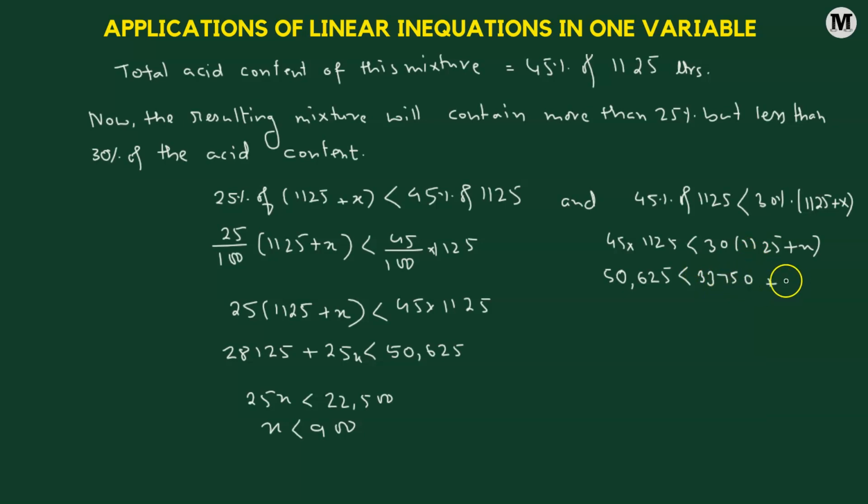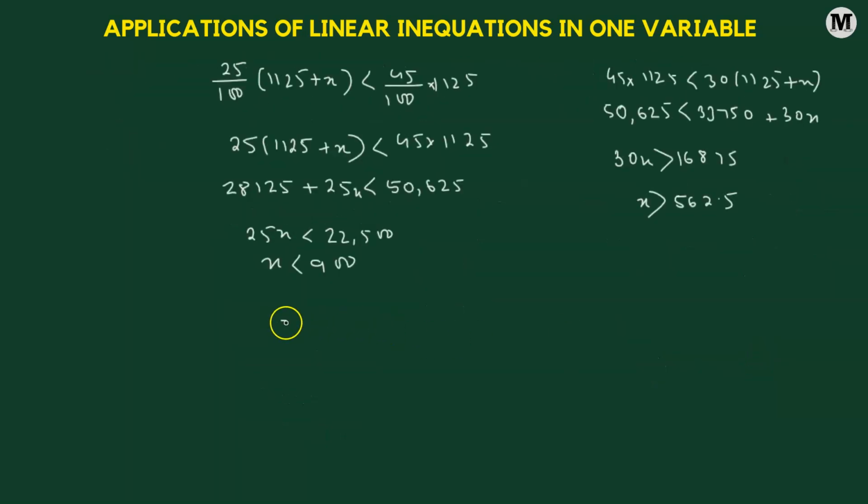This is going to be greater than 30 multiplied by 1125, that's going to be 33,750 plus 30X. In other words, we have 30X is going to be greater than 16,875. So dividing both sides by 30 gives us X greater than 562.5. So that means when you combine the two inequalities, we get the values of X lying between 562.5 and 900. So we are saying that the amount of water that has been added is going to be more than 562.5 liters, but less than 900 liters.